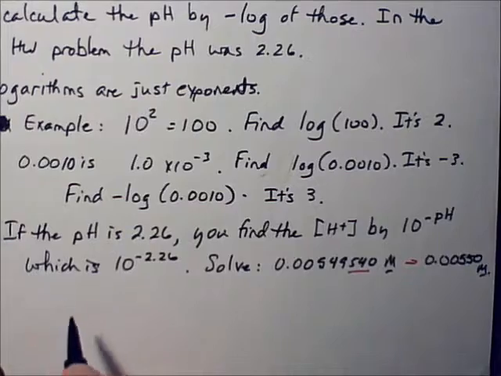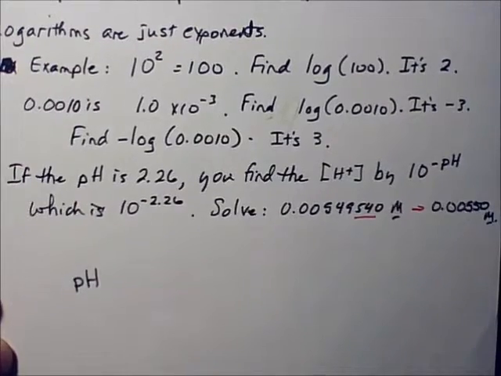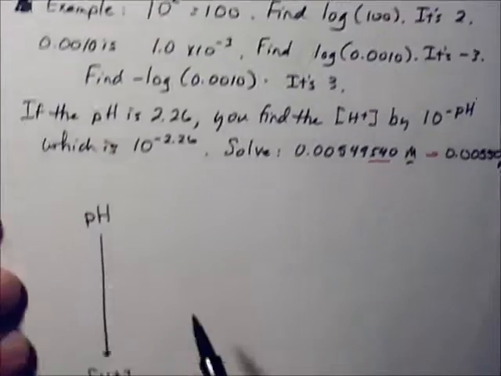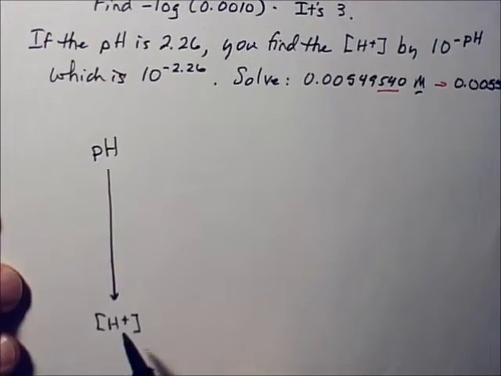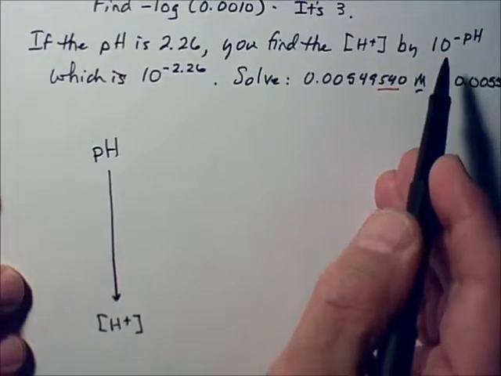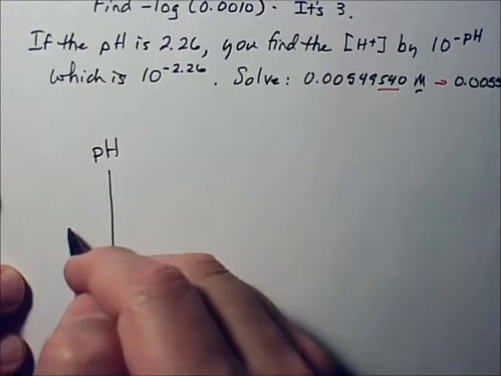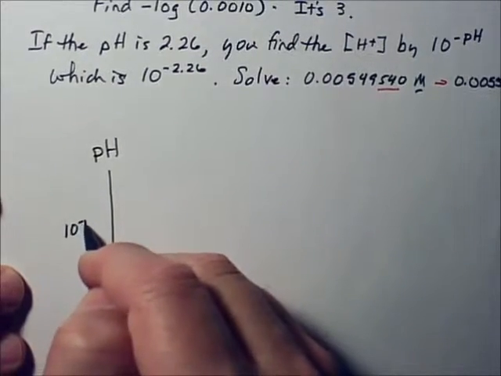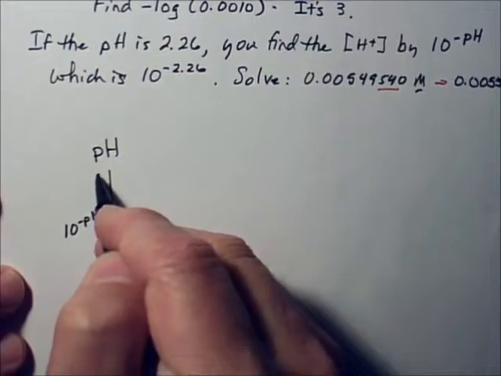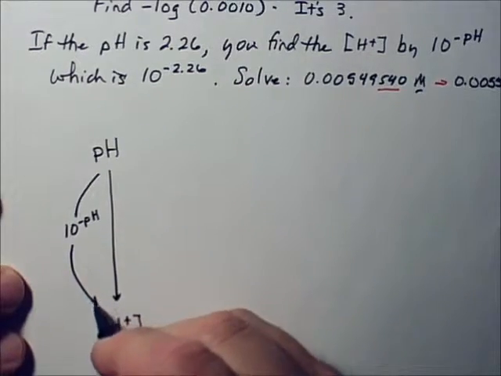So let's see. If we have the pH of a substance or solution, then we can find the hydrogen ion concentration. We can go from here to here using this operation right here. 10 to the negative pH will get us from here to here.